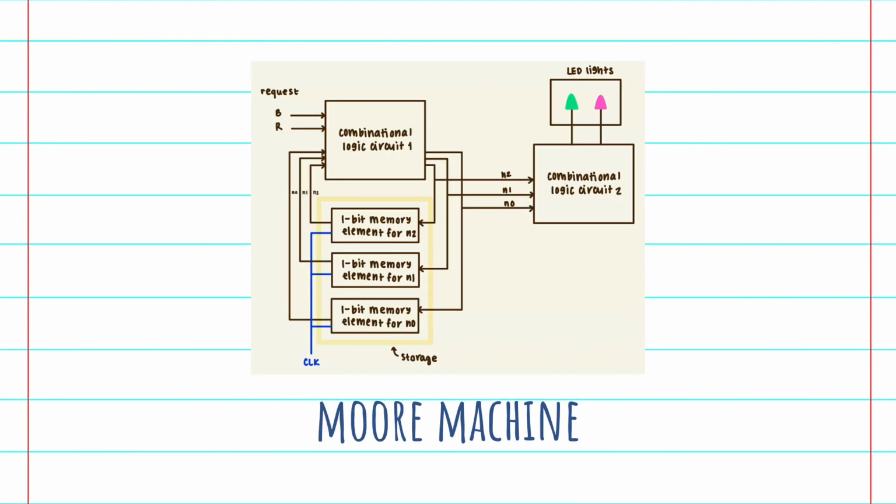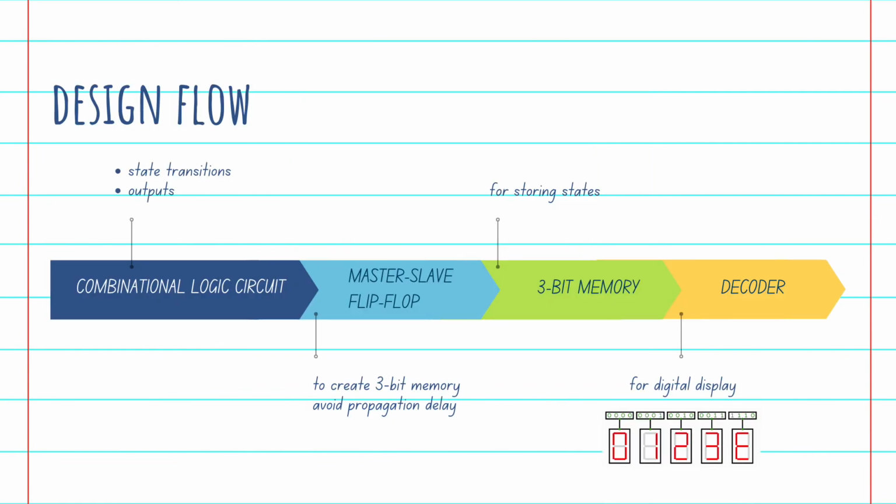Using the finite state machine diagram as I just showed, I chose to use a Moore machine to better control the output. With all that said, now is the design flow that I used to approach the creation of this kiosk. First step is to figure out the combinational logic circuits for the state transition and the outputs. Next is implementing the master-slave flip-flop to create a 3-bit memory and also to avoid propagation delay.